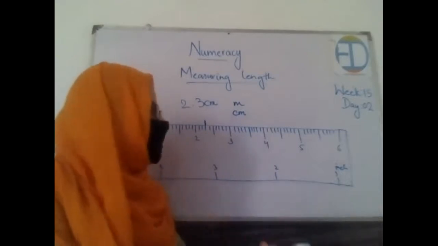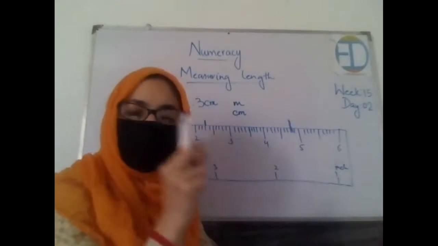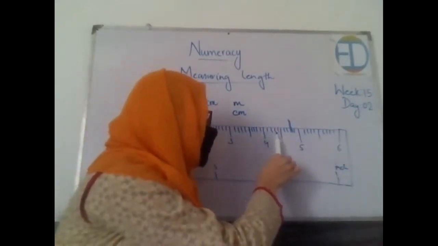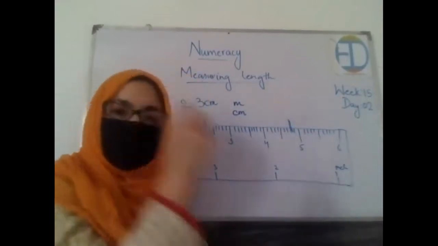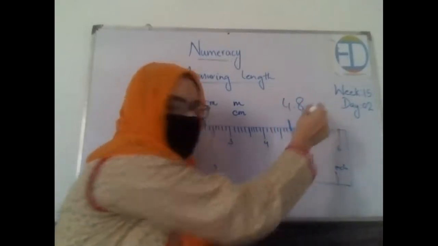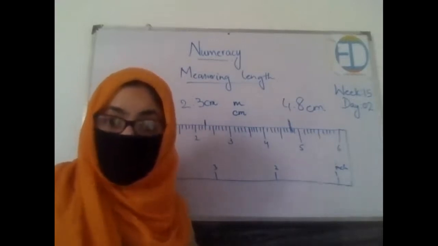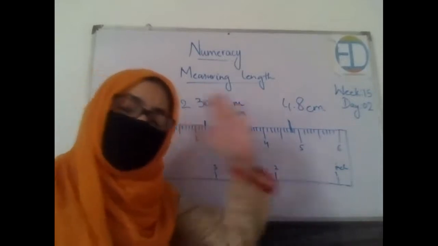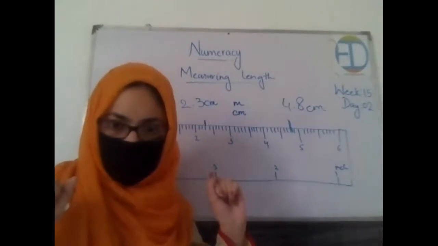Similarly, if you are measuring something which comes over here, now you will count the small lines after 4. So after counting, you will get the idea that 1, 2, 3, 4, 5, 6, 7, 8. This means that this particular thing is 4.8 centimeter long. Got it? So this is how we measure the length of something: when you are measuring the length, you are supposed to measure the small lines which come after that as well, so that you can have the exact value of it. Got it?